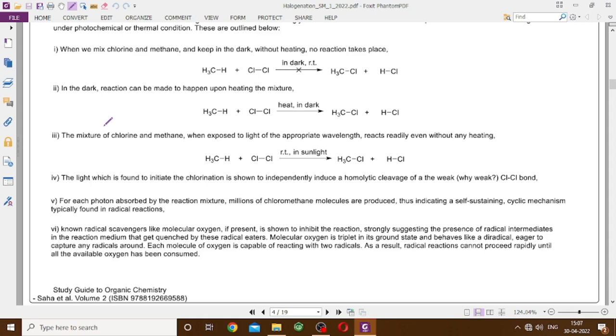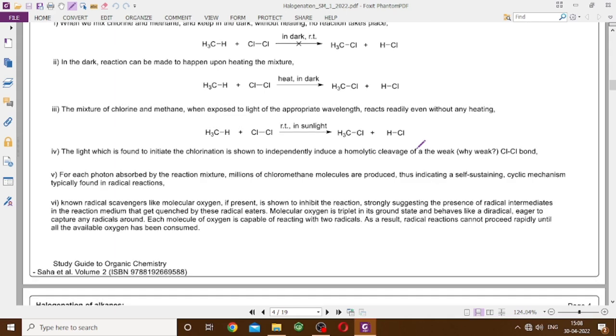So it's not like each time you want to produce a CH3Cl, you will need a photon to cleave a chlorine molecule. It's not like that. Once you have generated a couple of chlorine radicals in the reaction medium, a self-sustaining cyclic mechanism will take over, and these molecules will be produced by millions before the cycles shut down. So that is a typical signature of a free radical mechanism, where the propagation steps, as you will see, are self-sustaining.